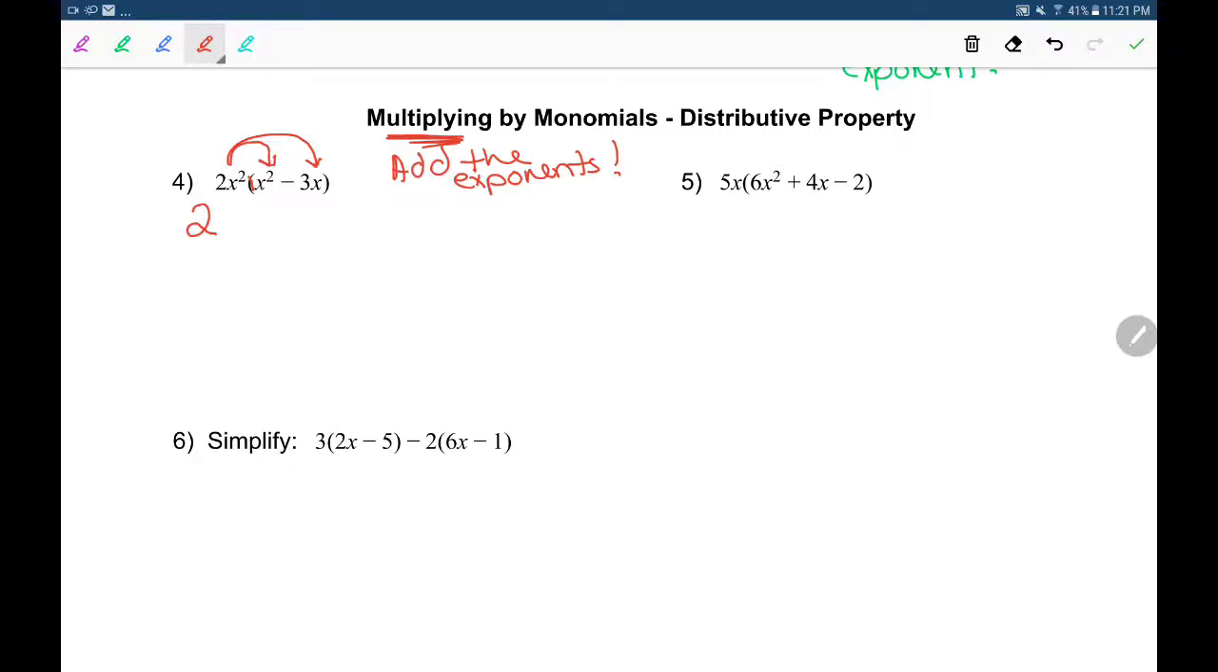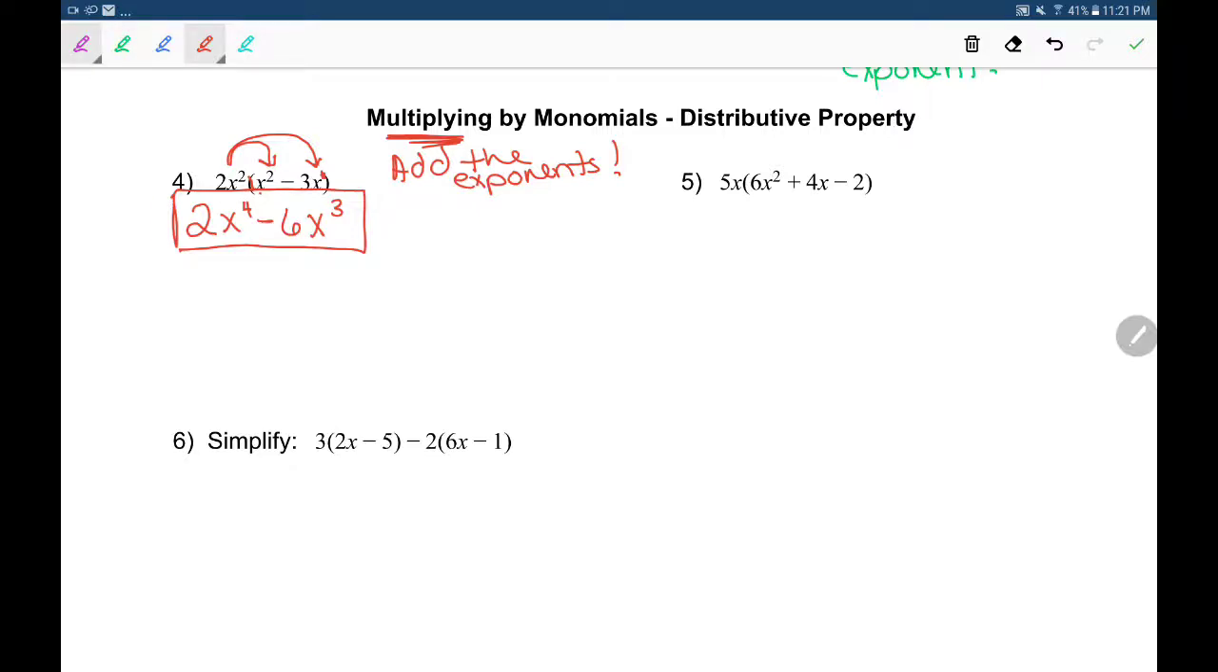And I have x squared times x squared, so I'm going to add my exponents now, and it's going to become an x to the 4th. Then this other part of it, I have 2 times -3, which gives me -6. X squared times, oh, this is an x to the 1st. So I'm going to fill in my exponent. 2 plus 1 is 3. So because these two do not have the same power, they are not like terms, so that is as far as we're going to go, and we're leaving our answer as that.